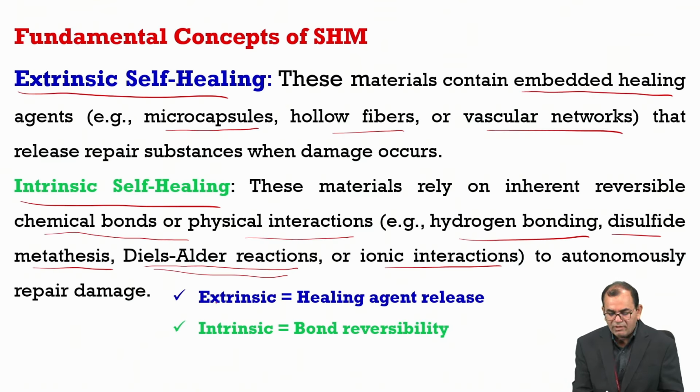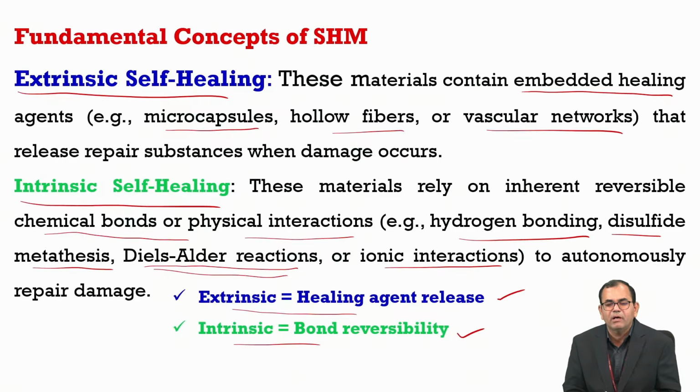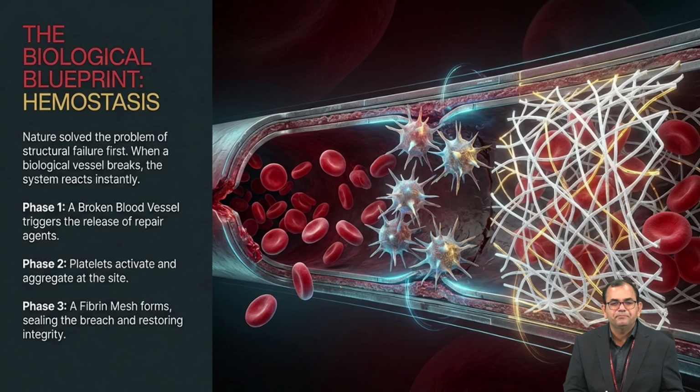Okay, and here we can see the exact meaning of these two words as self-healing mechanisms. For extrinsic, a healing agent will be released, and for intrinsic, it is bond reversibility, which could be chemical or physical, to repair the damage.